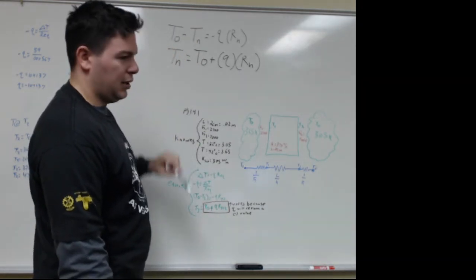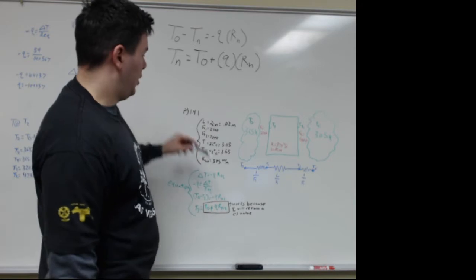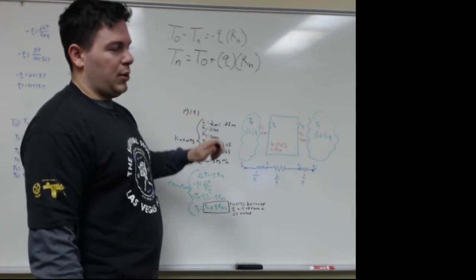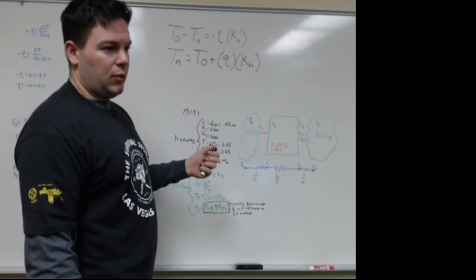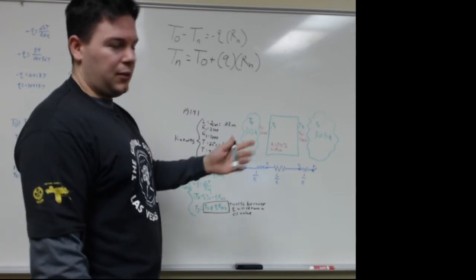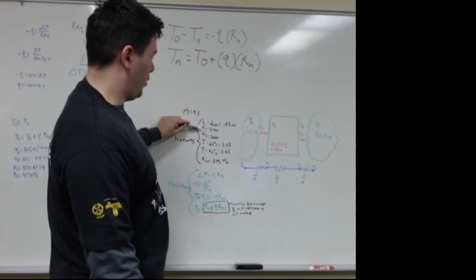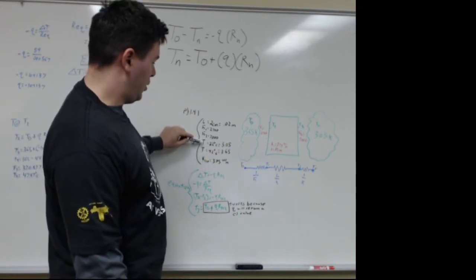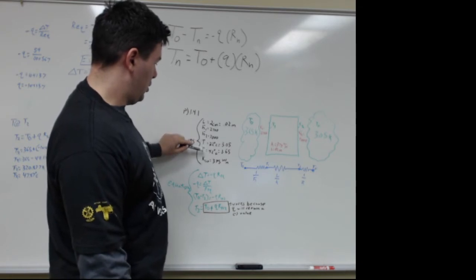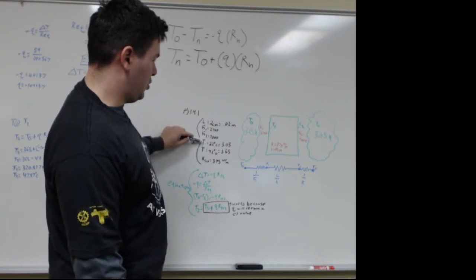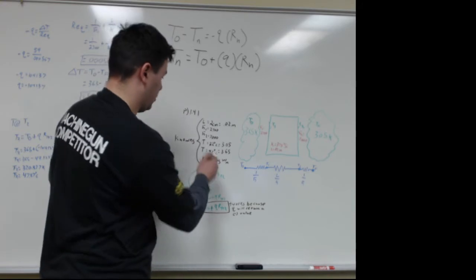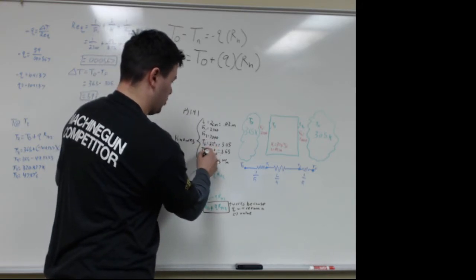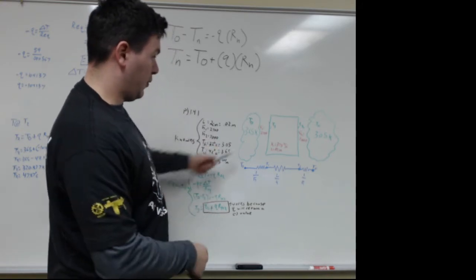So L, it might say thickness, but that's L. There's no parameters given for surface area, so we just don't worry about it because all the surface areas just cancel out. We have our h bar 1, our h bar 2, our temperature initial, our temperature 2, our temperature final, and the k for copper.